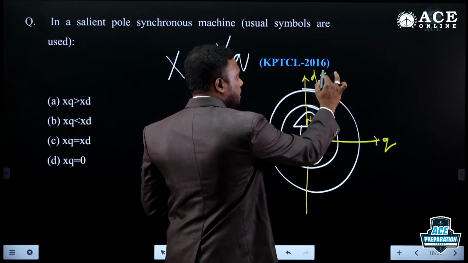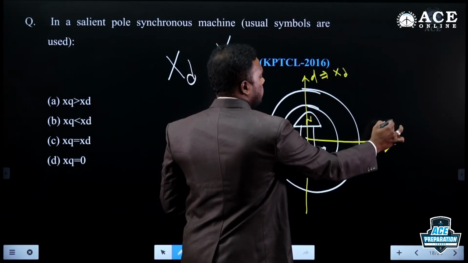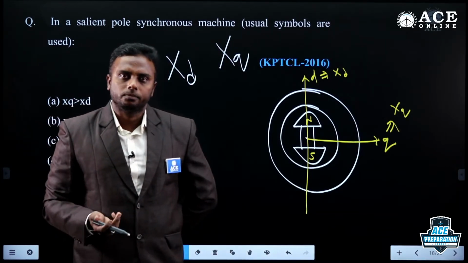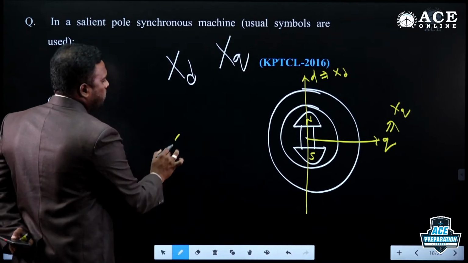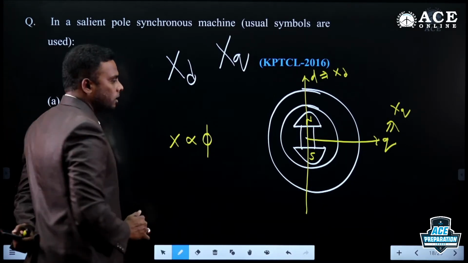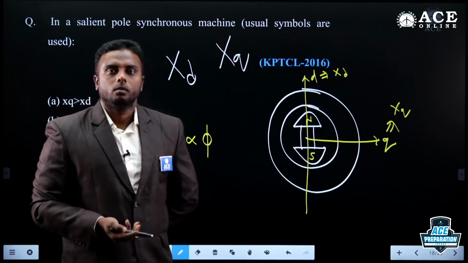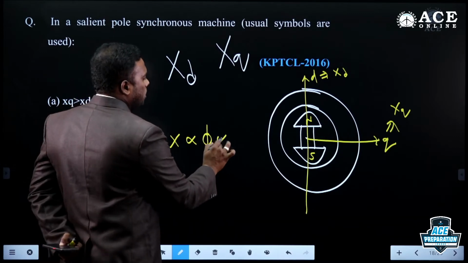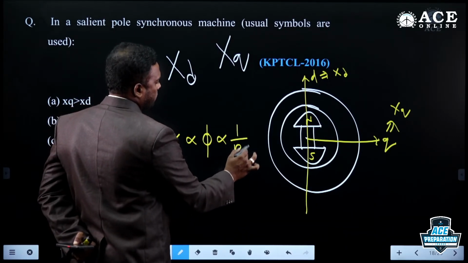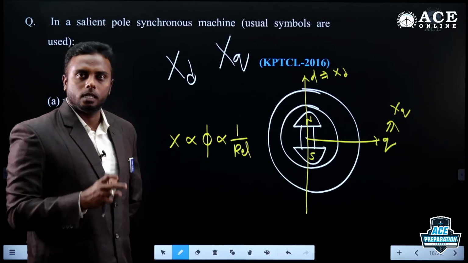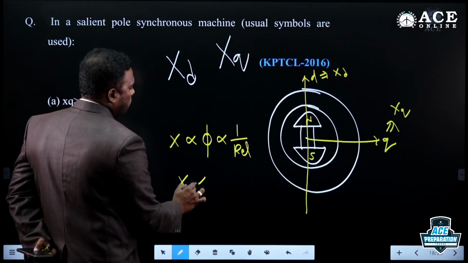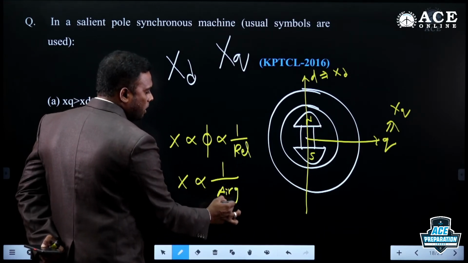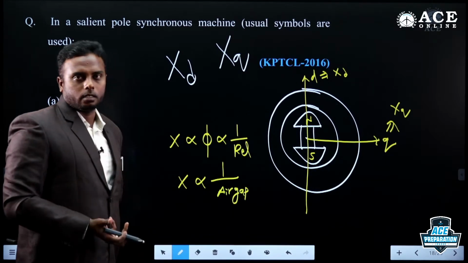The reactance along the D axis we call XD, and the reactance along the Q axis we call XQ. So which reactance is higher, or are both the same? We can answer easily. Always X is proportional to flux. More flux, more reactance; less flux, less reactance. And flux is inversely proportional to reluctance: flux equals MMF by reluctance. So X is inversely proportional to reluctance, and reluctance is proportional to air gap. More gap, more reluctance; less gap, less reluctance.